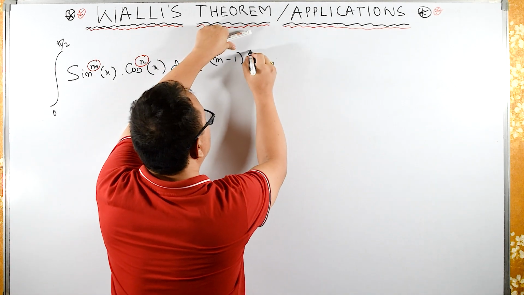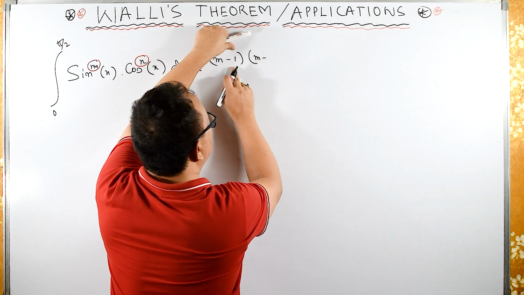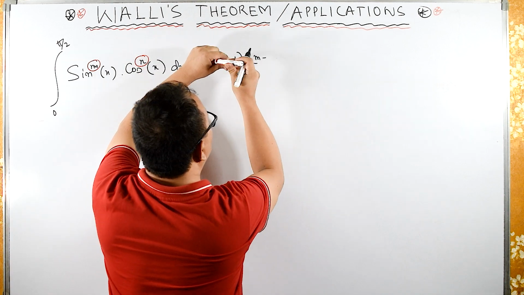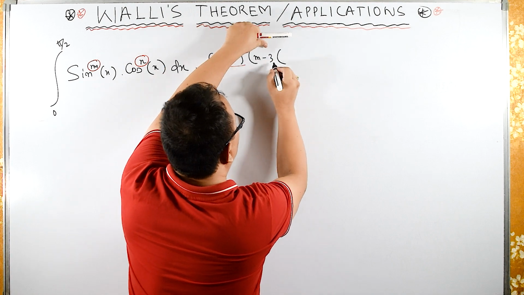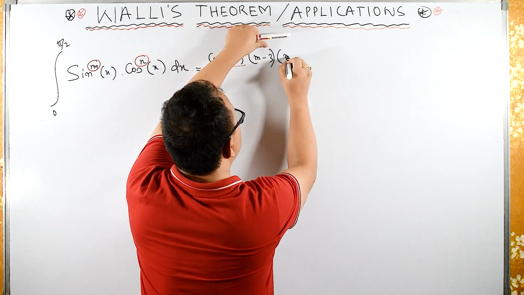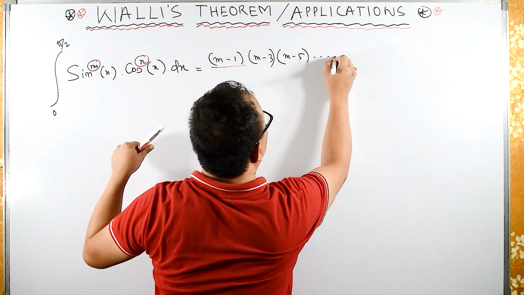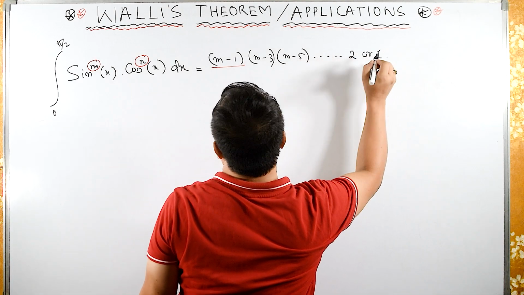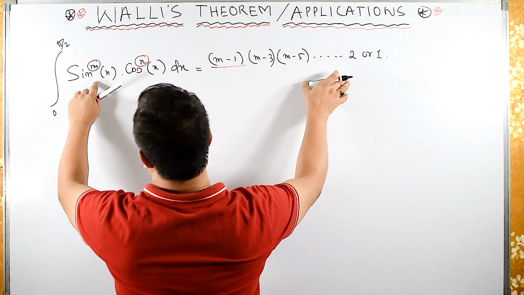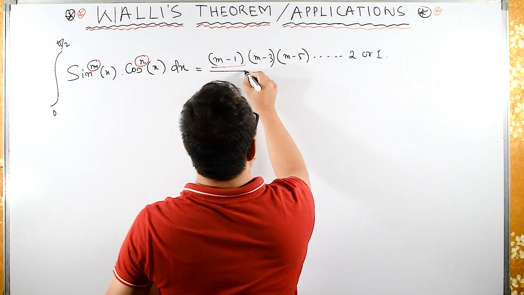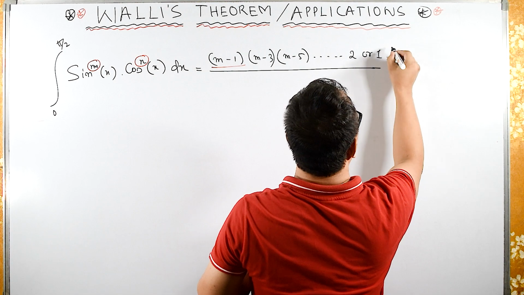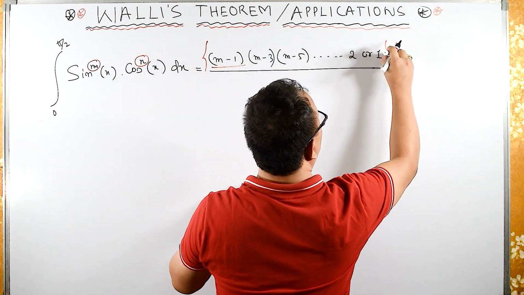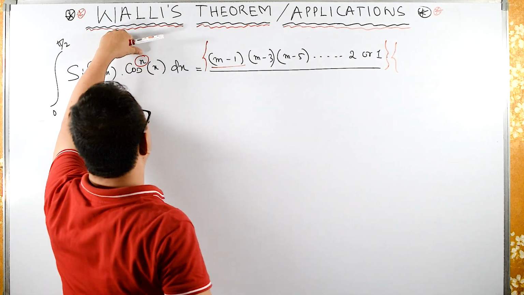If I decrease 2 from here, then m minus 3, and from here if I decrease 2, then m minus 5, till you get either 2 or 1. This is the contribution for sine mx. What about the contribution for the cos term? I will write a second bracket over here, into, similarly the same.